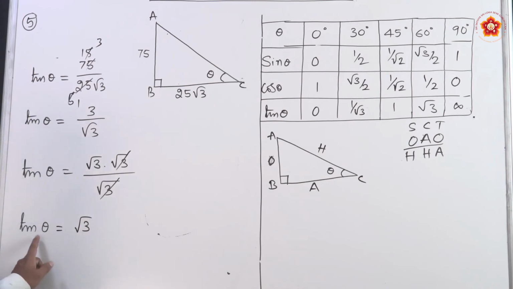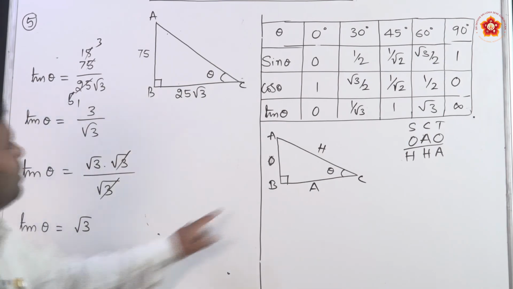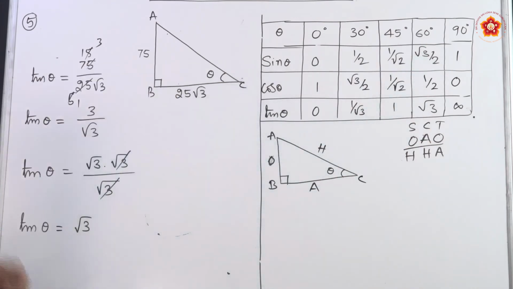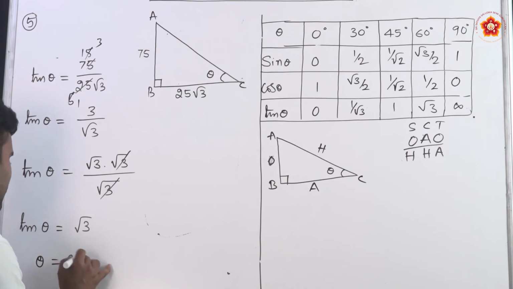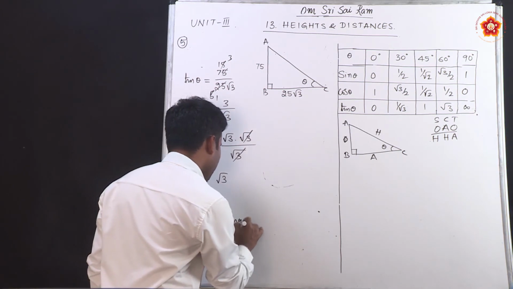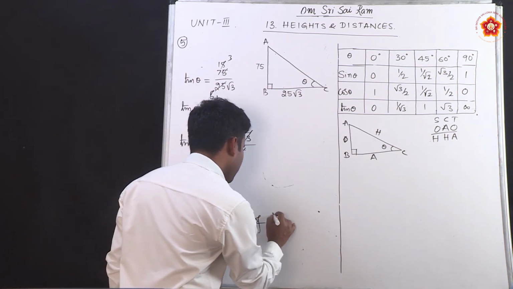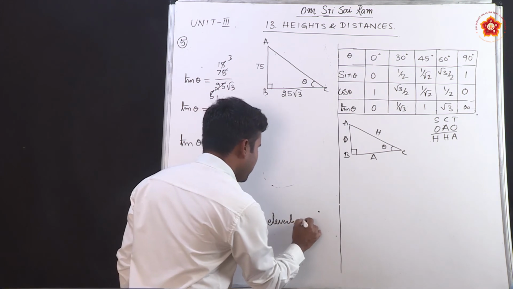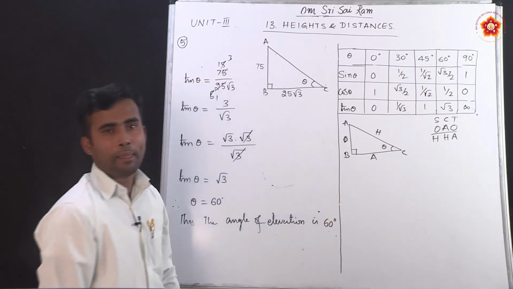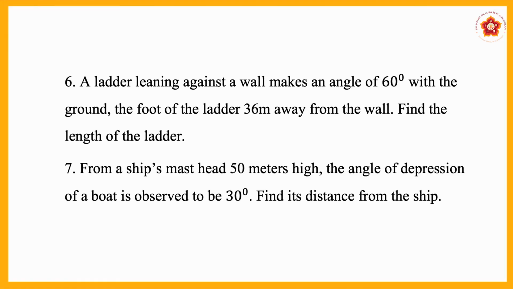So now tan theta is equal to root 3. When tan theta is equal to root 3, theta is equal to 60 degrees. Therefore, theta is equal to 60 degrees. Thus, the angle of elevation is 60 degrees. Next problem.